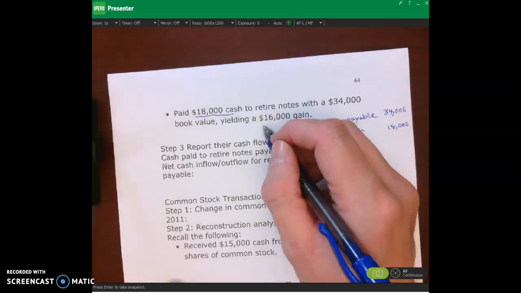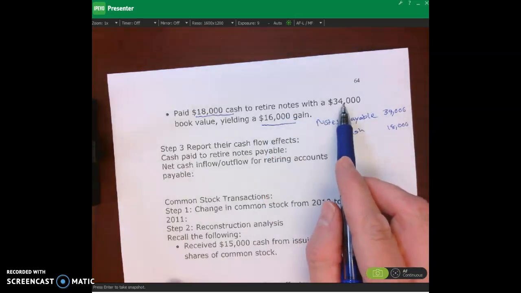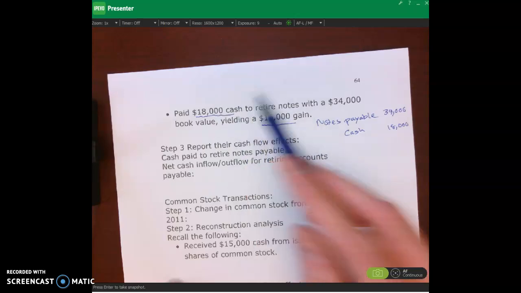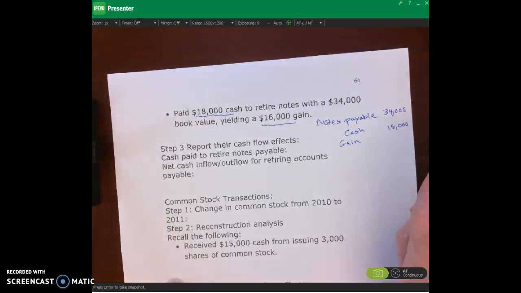And then we yield a gain of $16,000, which is the difference between the outstanding balance and how much cash we had to pay to retire those notes. So that gives us a gain. I'm just going to write gain, but it would be really called gain on retirement of debt. I'm just running out of room. Just going to say gain for now. That's at $16,000.